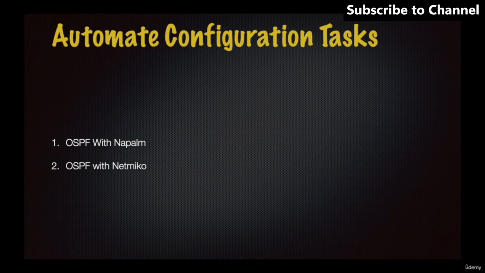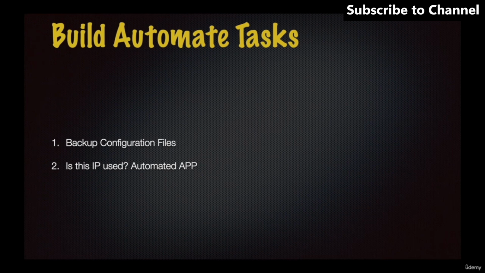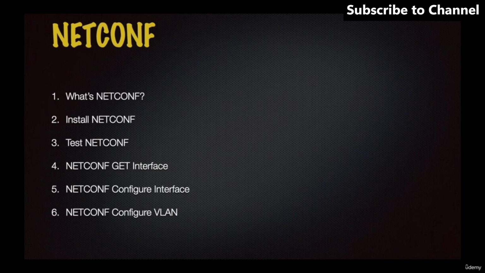Next module is to have some use cases to build automated tasks. The first one is to back up configuration files of Huawei routers. The second one is to build an automated app to check if the given IP address is live in the network and configured or not. Next module is NETCONF. We are going to know what NETCONF is, how to install it, how to test it, and use NETCONF to get interface info from the router, configure an interface on the router, and configure a VLAN on the router.